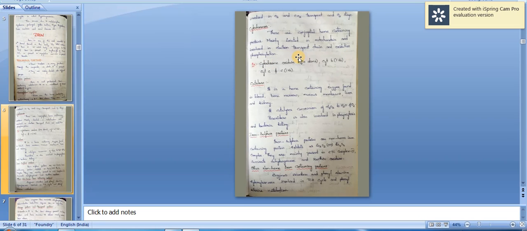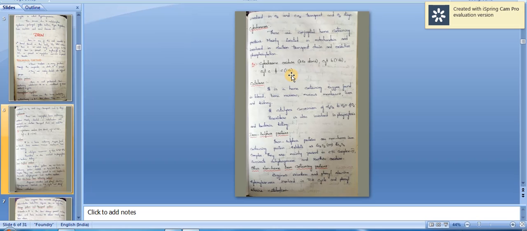Heme containing proteins. These are conjugated heme containing proteins mainly located in mitochondria and involved in electron transport chain and oxidative phosphorylation. Cytochromes are mostly seen in mitochondria, and they are also present in the electron transport chain and oxidative phosphorylation. Examples: cytochrome oxidase, that is two ferrous atoms, cytochrome B, ferrine, cytochrome C and C1.